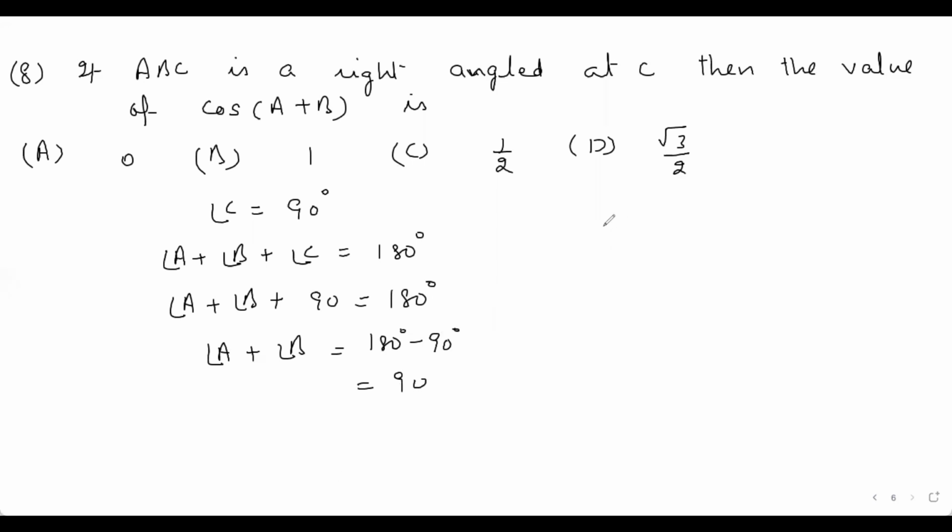I am to find the value of cos(A plus B). A plus B is 90 degree. Cos 90 is 0. So A is the answer.